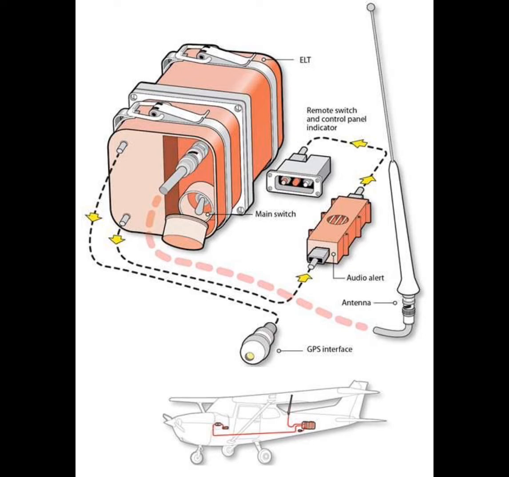What is the frequency of an emergency locator transmitter? 121.5, 243, 406. 121.5 times 2 equals 243. 121.5, 243, and 406, ELT.